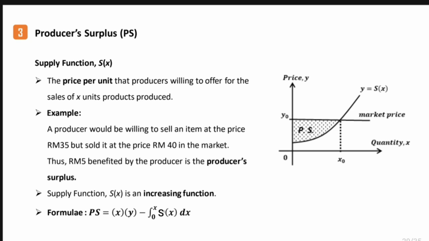Usually, questions use the function S(x) as a positive quadratic or S(x) equals a positive linear. And the formula for producer surplus, we use the point x times y minus the integral from 0 to x of S(x) dx. And this one is a diagram for producer surplus. We use the supply function S(x) and this region is the producer surplus.